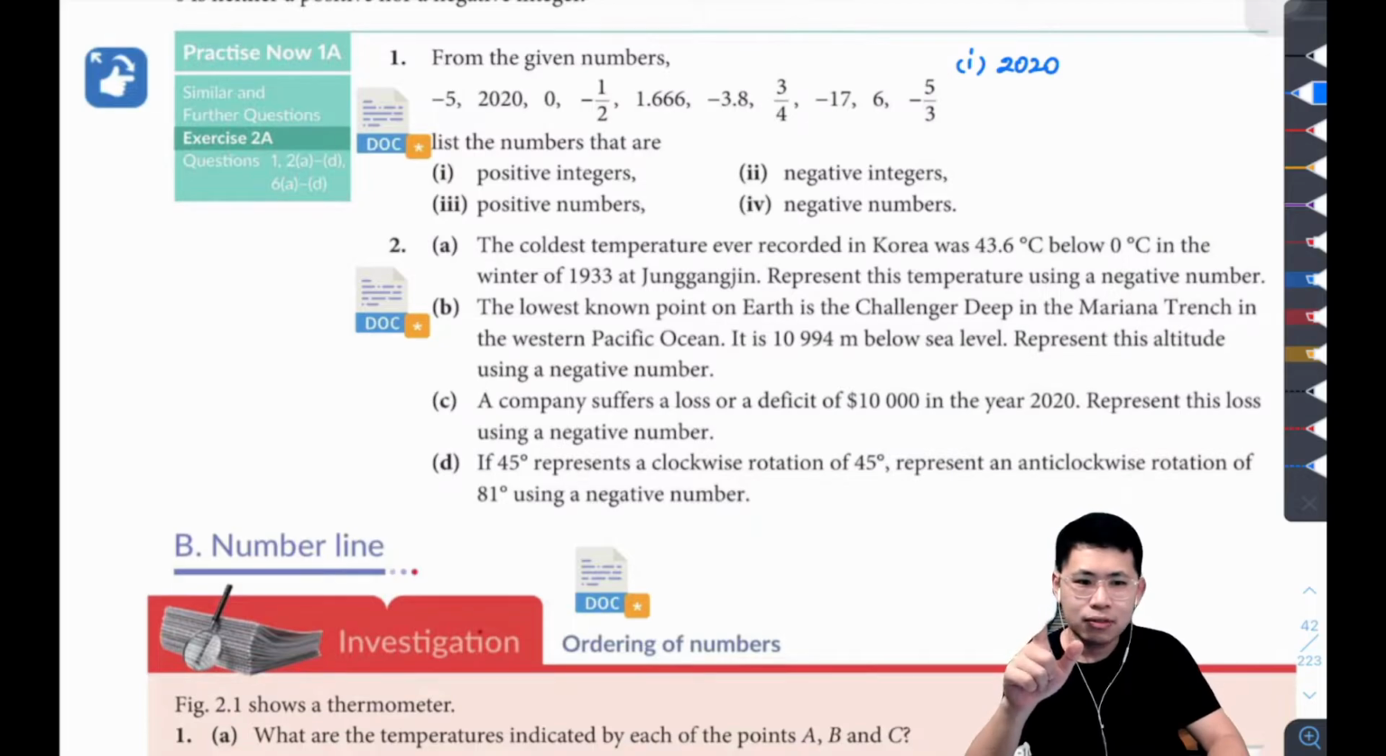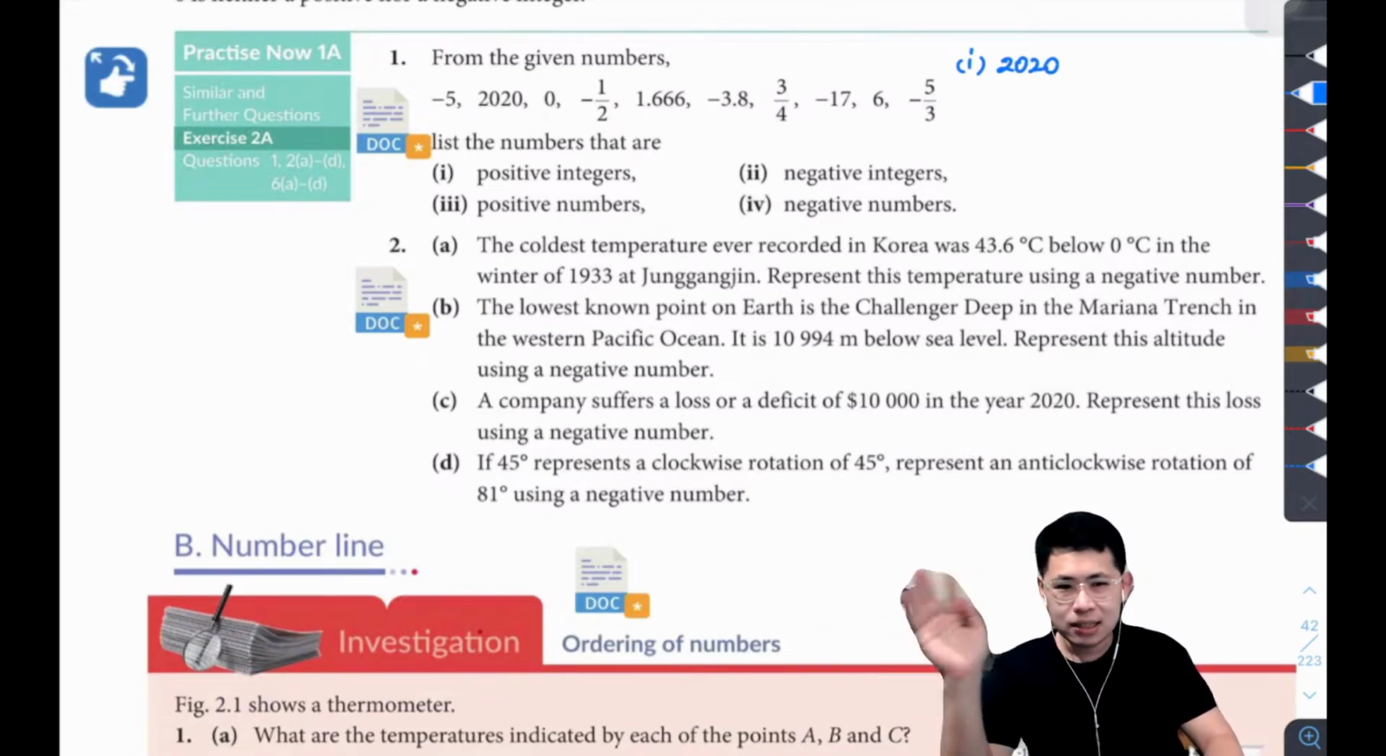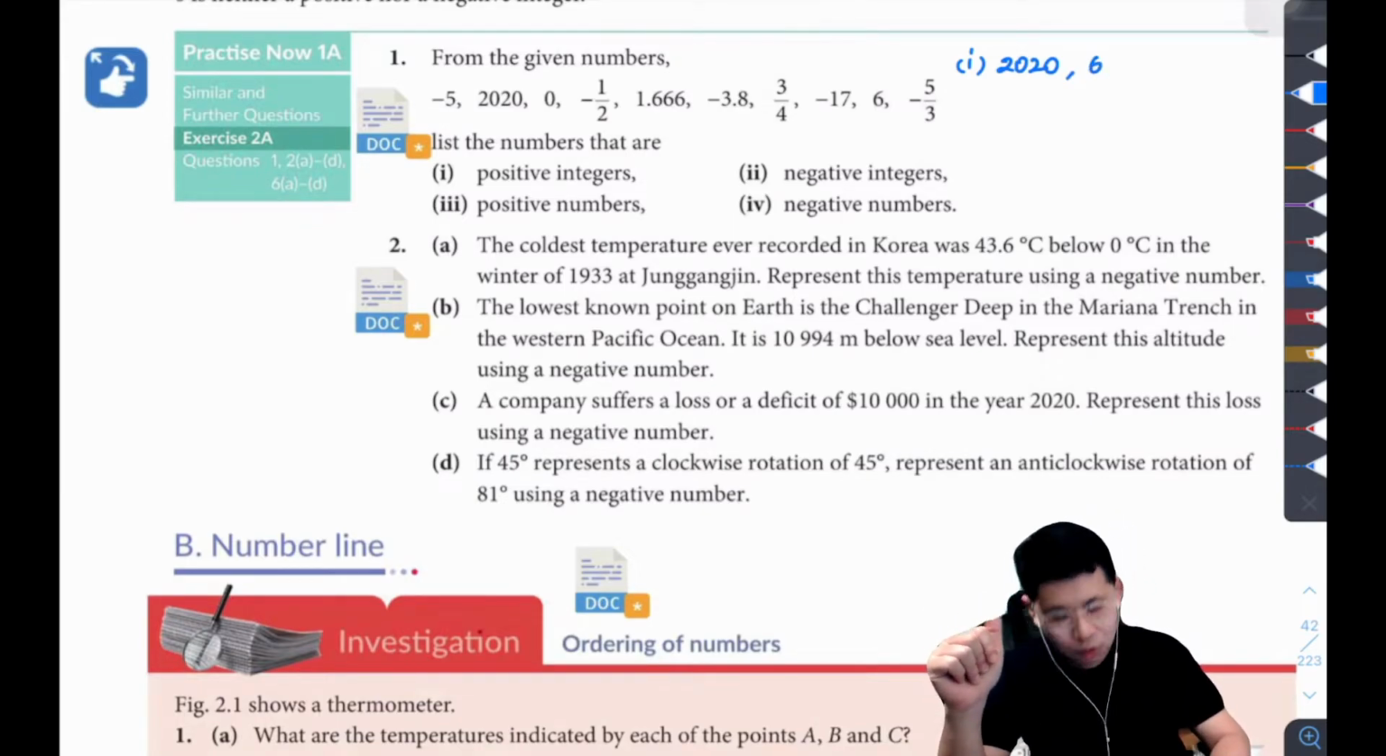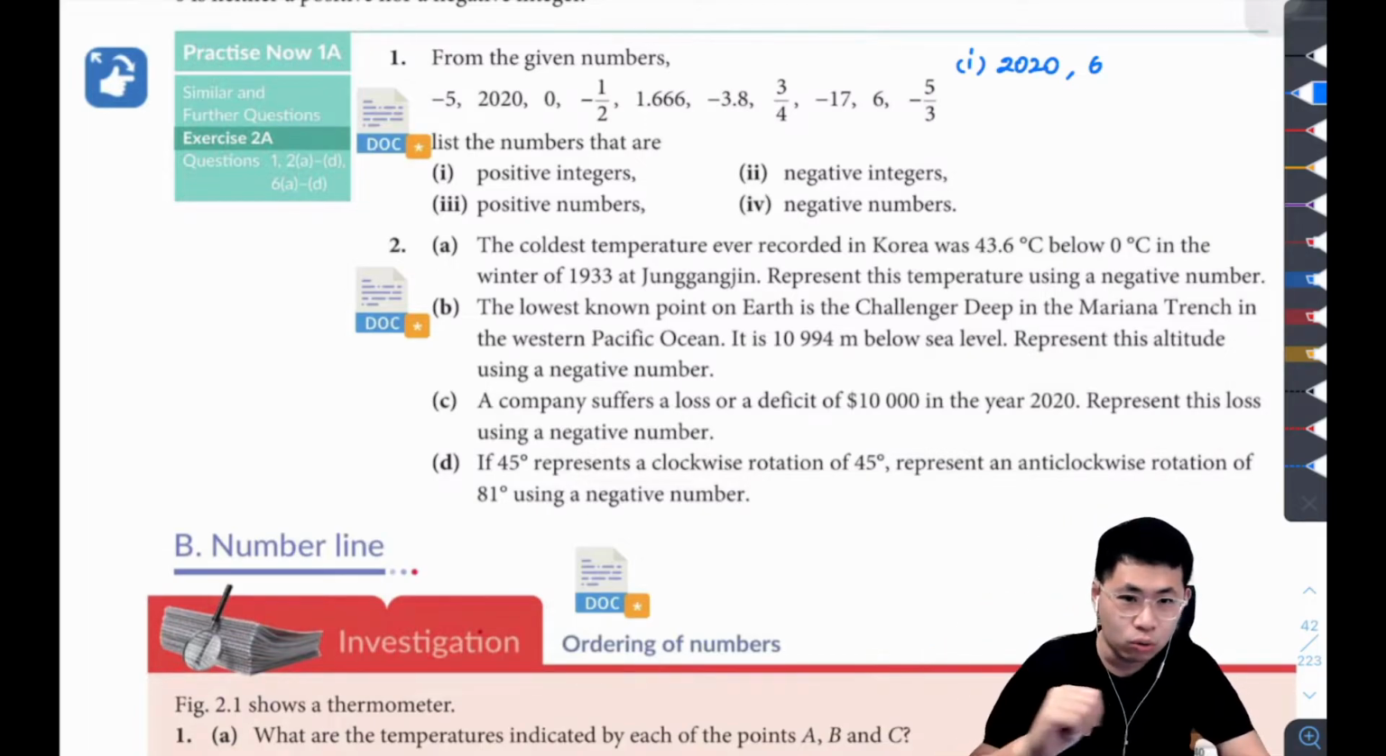Is 0 positive or negative? It's a whole number, but is it positive or negative? It is neither, so we don't include it. We have -half, -1. Obviously, these are not integers. These are not whole numbers. Okay, the next whole number is actually 6. Right, so we have these two positive whole numbers.